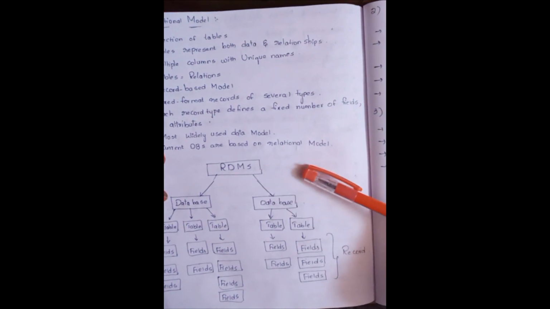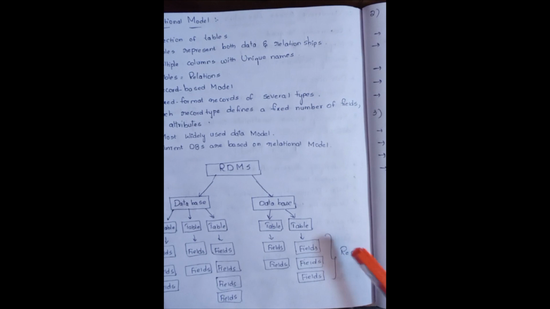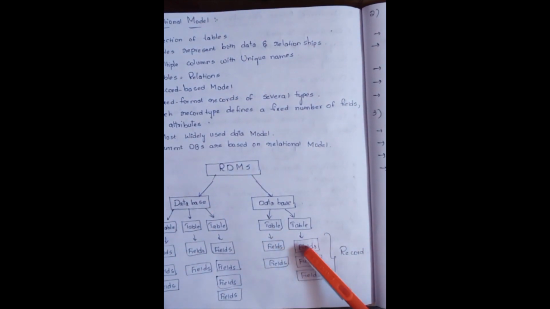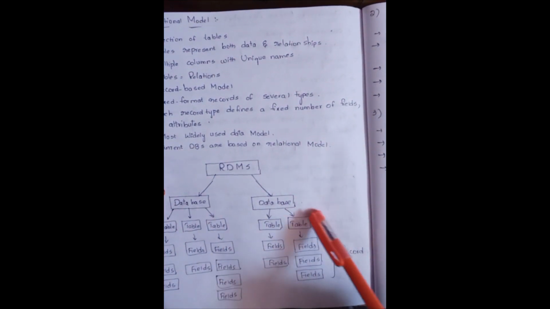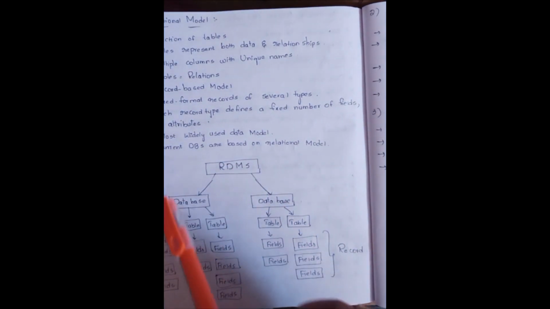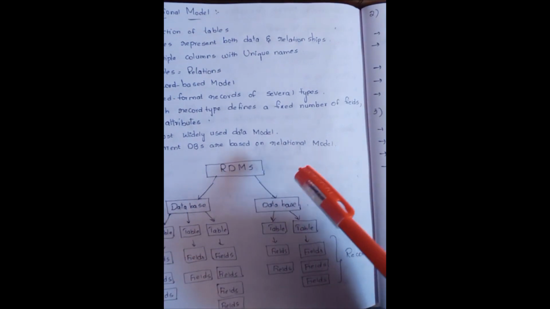See, here is an example, and here the collection of fields are called records. The collection of these fields we call a record. The collection of tables we call a database. The collection of databases we call a DBMS, which means relational model, relational database management system.